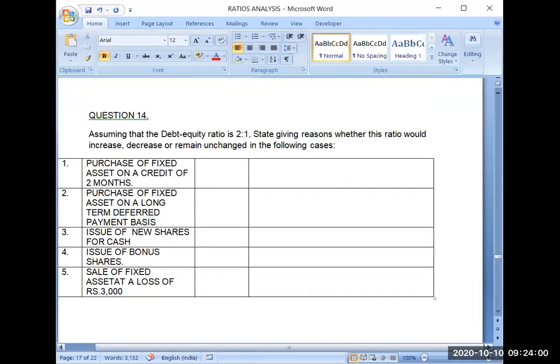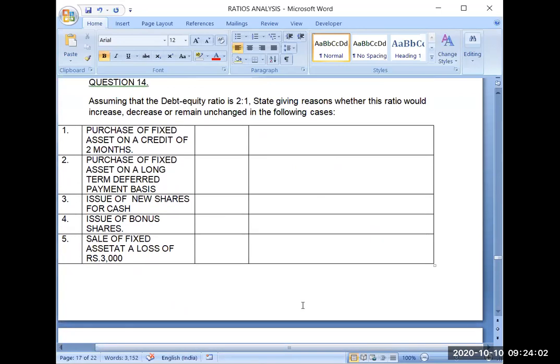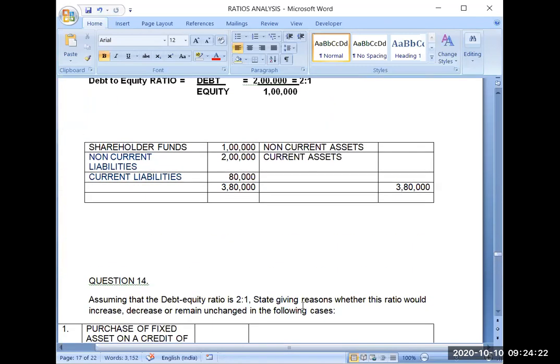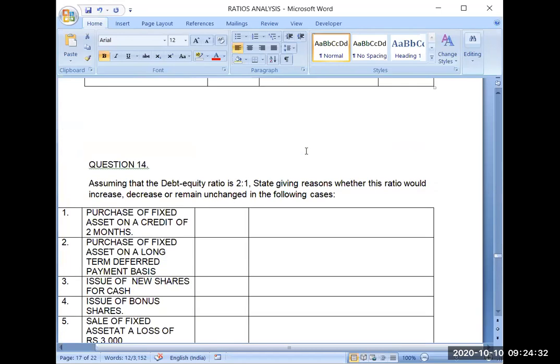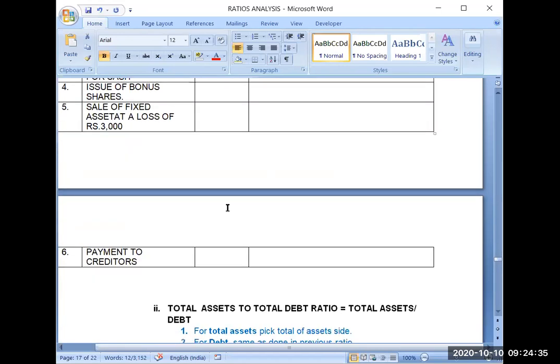Okay, now coming to the next question. Assuming that the debt equity ratio is 2:1, state giving reasons whether this ratio would increase, decrease, or remain unchanged in the following cases. So again, we have to decide which account this transaction is affecting and whether it is affecting our debt equity ratio or not. For that purpose, we will keep the formula in front of us also, so that we will be able to decide whether either numerator is affected or denominator is affected. That we have to decide also.